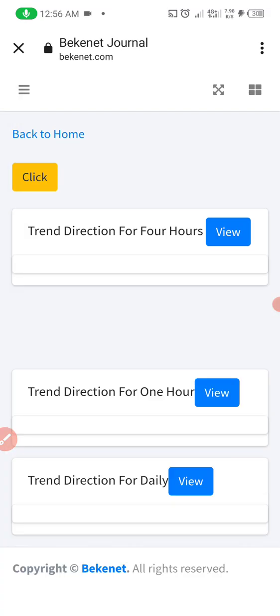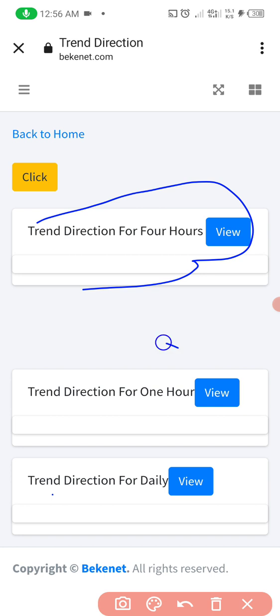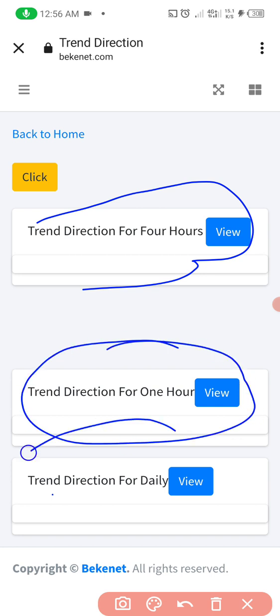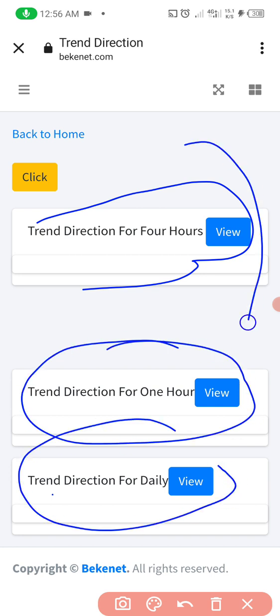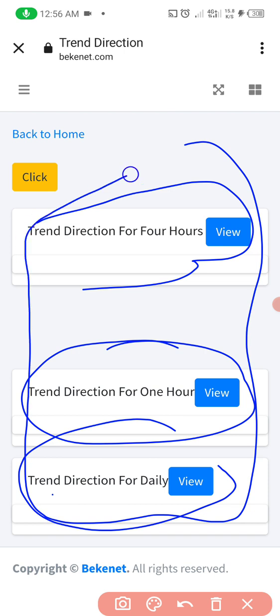You understand? The same pattern, we have it on 4 hours. We have it on daily, 1 hour. We have it on daily. So what this does is that it filters out only the pairs that are retracing. Be it a bullish move, it's retracing. Be it a bearish move, it's retracing. So once it's out of that neutral trend, it will head in the proper direction. That is what it's going to do.